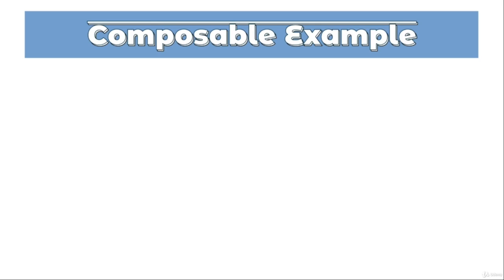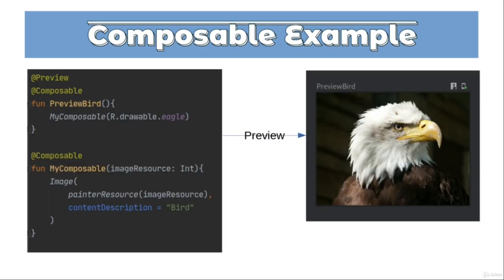Here's an example of a composable. We have a composable function called myComposable, and it receives a parameter that is a resource address for an image stored in the drawable directory in Android resources. This composable receives it and then displays it with another built-in composable called image.